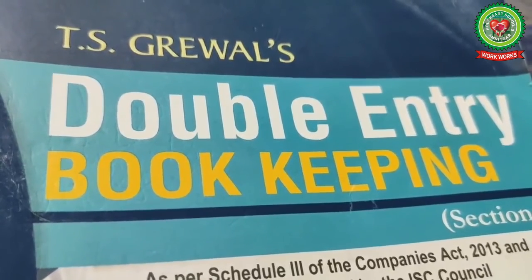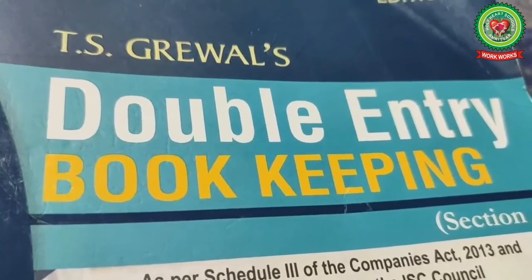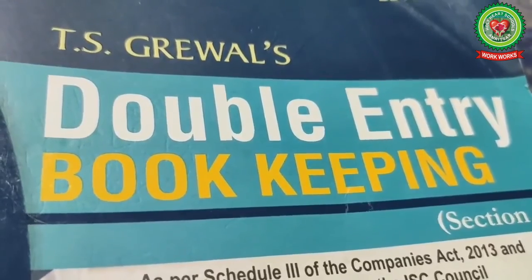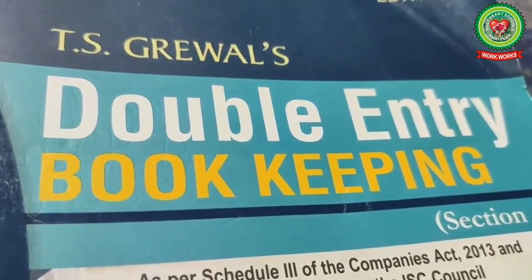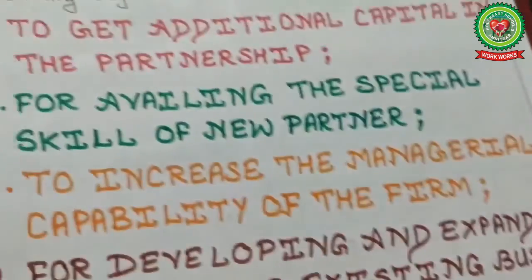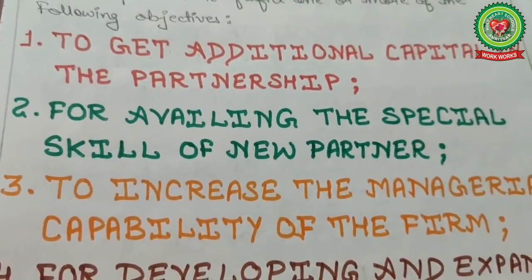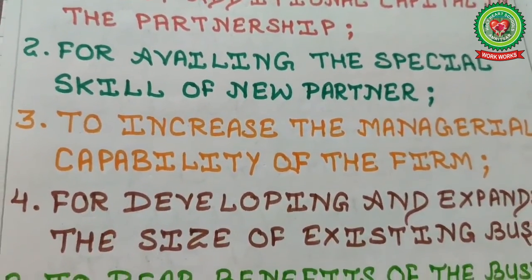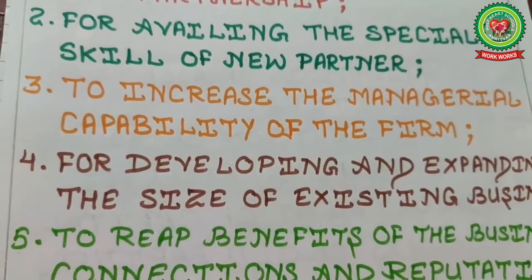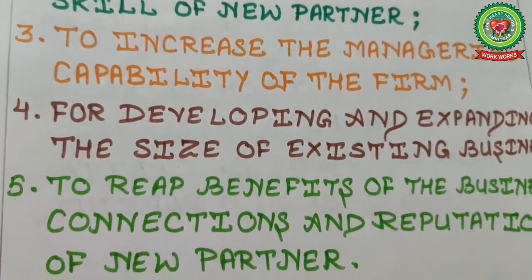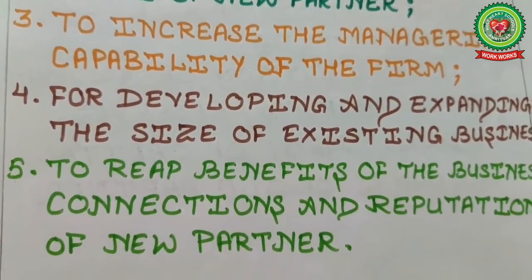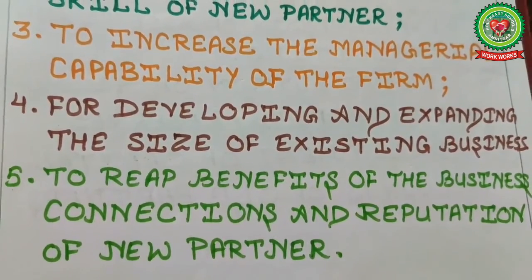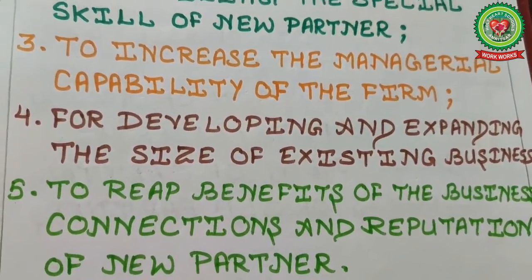And now the partnership is between three partners. Along with this, I also discussed the objectives of admission of a partner: to get additional capital in the partnership, for availing the special skill of the new partner, to increase the managerial capability of the firm, for developing and expanding the size of existing business, and to reap benefits of business connection and reputation of the new partner.